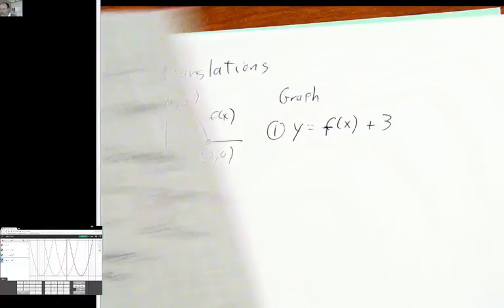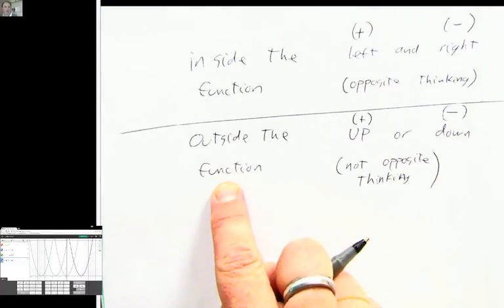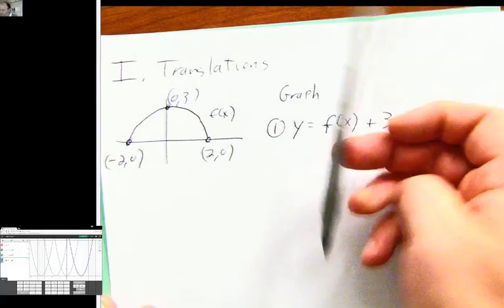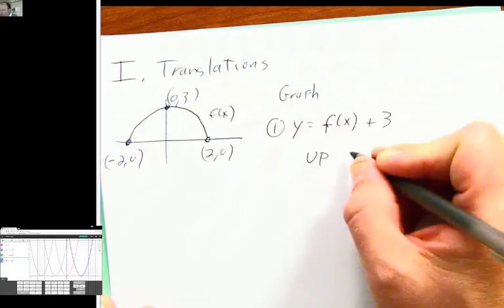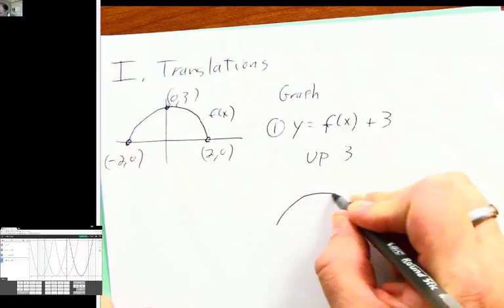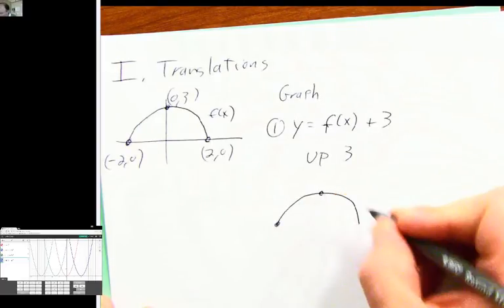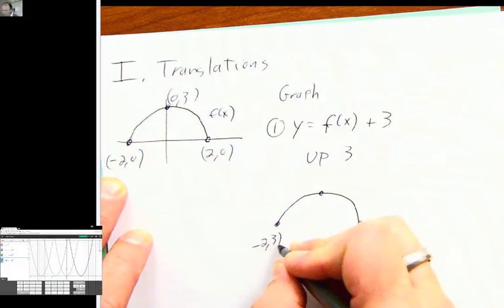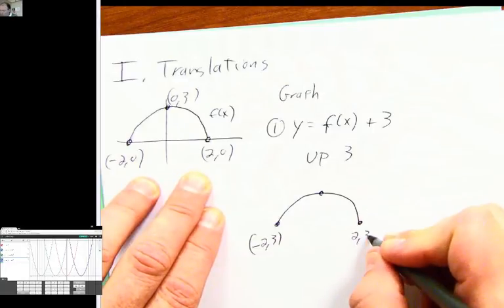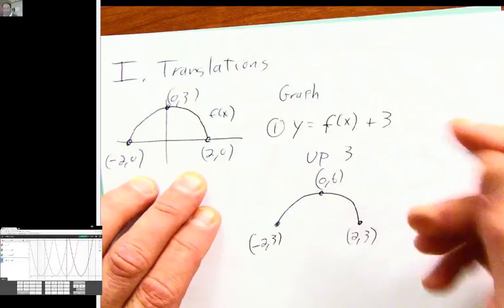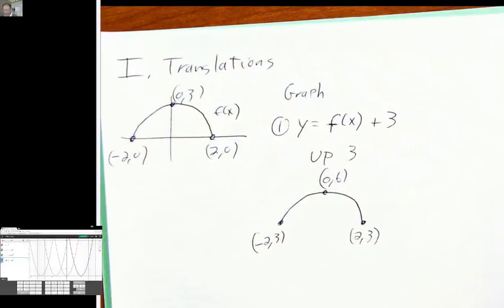As I said earlier, outside the function, this means you're either going to be going up or down, and it's not opposite thinking, you do exactly what they tell you to. In this case, it's saying plus 3, so it's outside the function. I do exactly what it tells me to, so I take this entire function and I graph it up 3. This graph is going to look exactly the same. The only difference is that this coordinate goes up 3 to negative 2, 3. This coordinate would be 2, 3, and this coordinate would be 0, 6. So I took that graph, I sent it up 3.